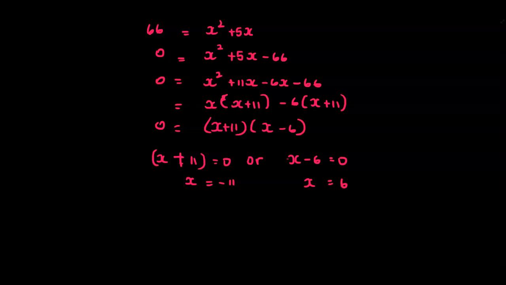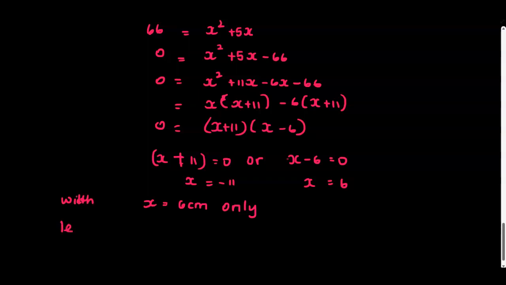But you know that the length cannot be negative. So X is equal to 6 centimeters only, and X is your width. So the length is X plus 5, which would be 11 centimeters.